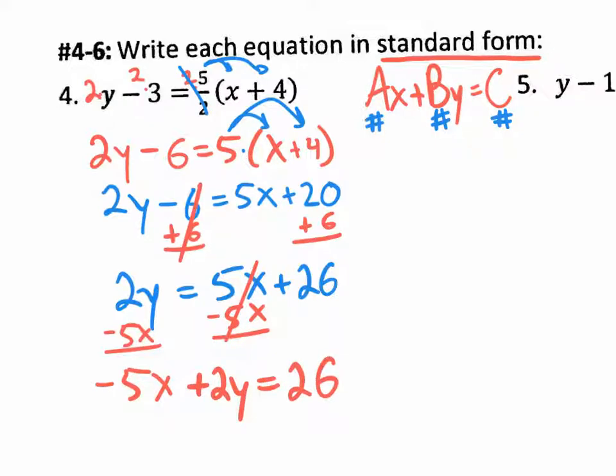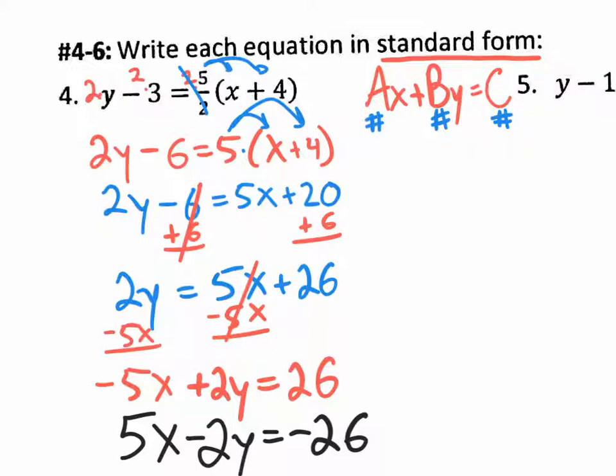Now here's a very important detail. On the multiple choice, if you bubble in this answer, it's going to be wrong. Why is that? Because they want the a value to be positive. So let's change all the signs by multiplying everything by negative 1 or dividing everything by negative 1. But our final answer is going to be a positive 5x, a negative 2y equals a negative 26. That's your final standard form answer that you will see on the multiple choice.